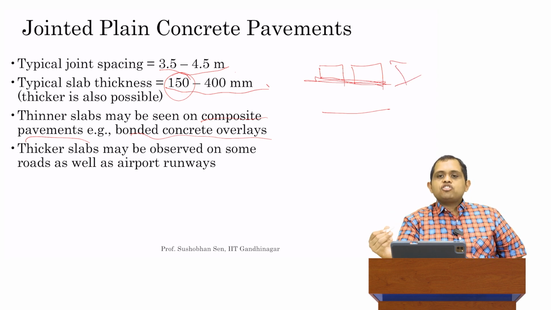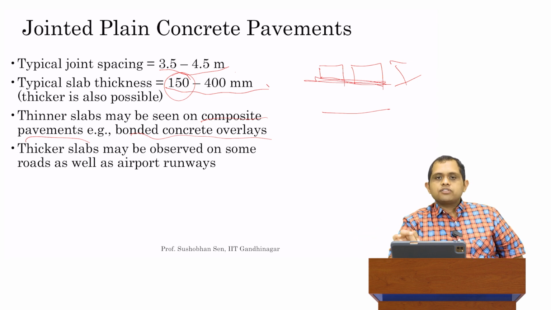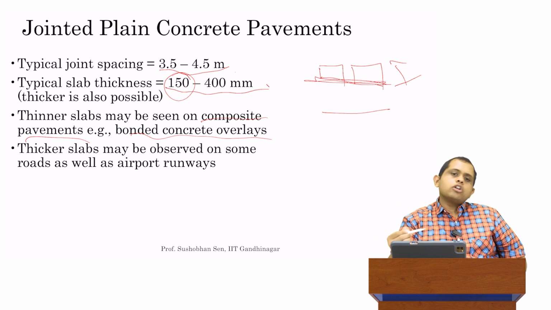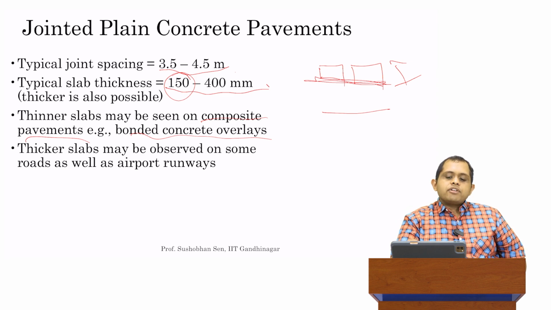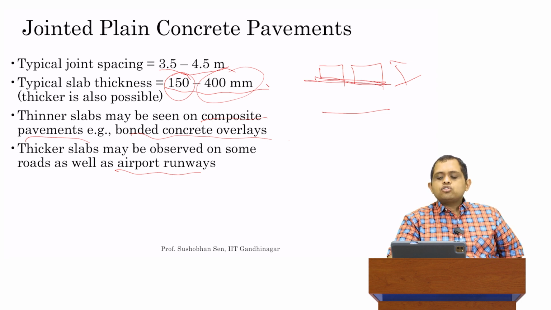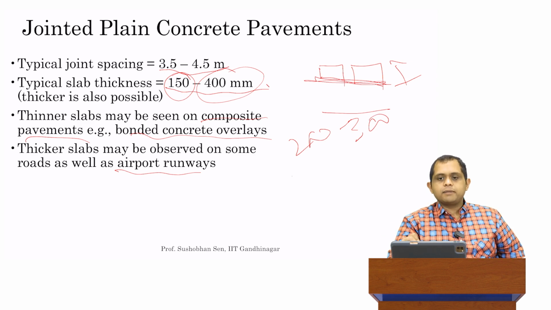But in practice, if we just have JPCP sections without considering composite pavements, then you typically have to have more than 150. You have to have 200 or higher. 400 is also relatively thick, although you can get even thicker than that. And when you start getting higher than that, that can be used, for example, on airport runways, which are carrying very heavy loads, and therefore you need to have a very thick pavement for those kinds of applications. Generally, what you'll find is 200 to 300 or even 350 is the typical thickness of a JPCP section that you will observe in practice.